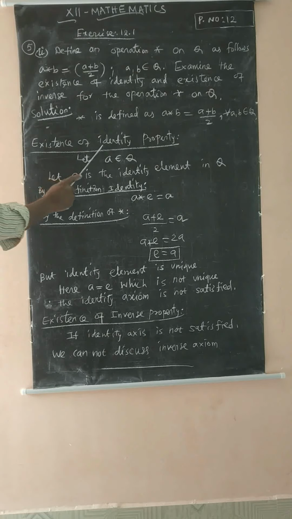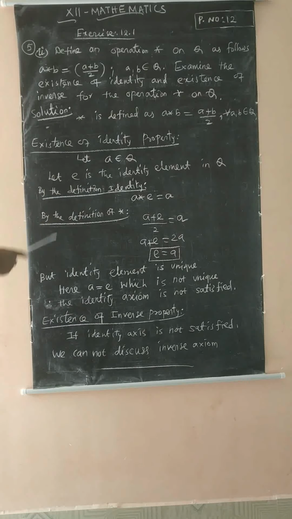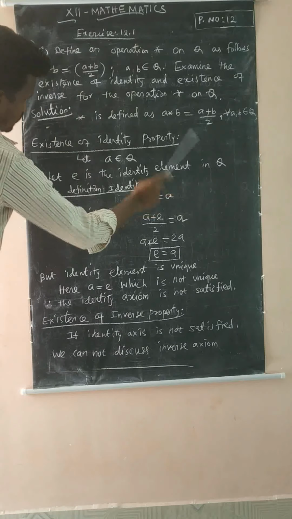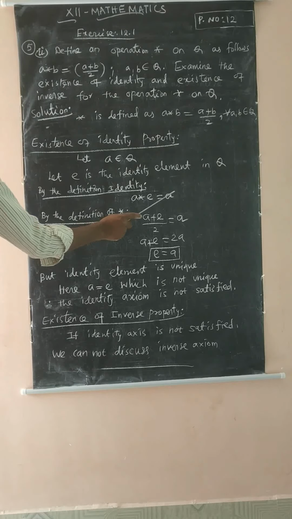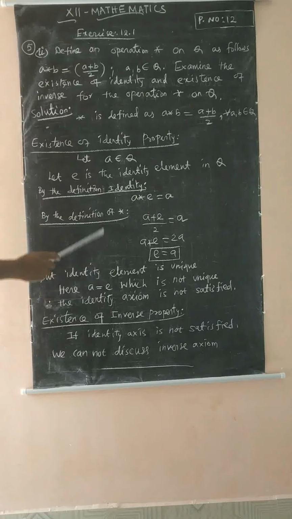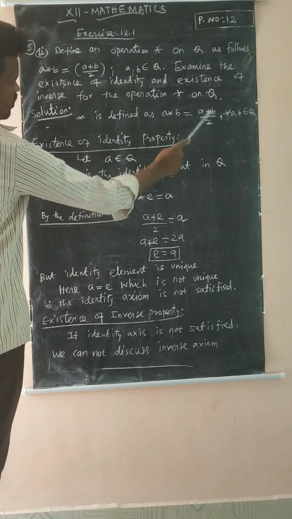So the existence of identity property, we already know through this heading. Let A belong to Q. Let E be the identity element in Q. So by the definition, the identity is: A star E equal to A, which is equal to E star A. So now take one part only. By the definition of star, A star E, we can write A star B is (A plus B) by 2.